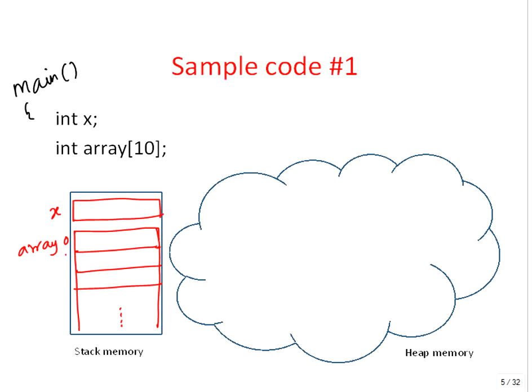So index is going to be 0, 1. This is an array index, not the memory address. I'm not talking about memory address. So the final one is 9. If you look at x and the array, everything is allocated in the stack memory here. Pretty simple here.